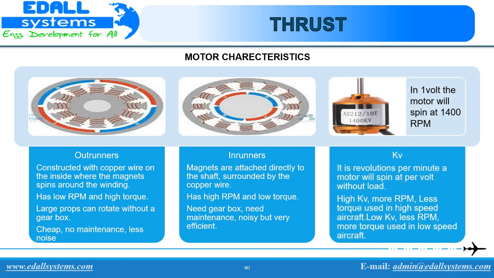kV, it is related to the power out from the motor. kV describes the RPM a motor does per volt that is put into it. Generally speaking, more kV a motor has, more RPM and more power.